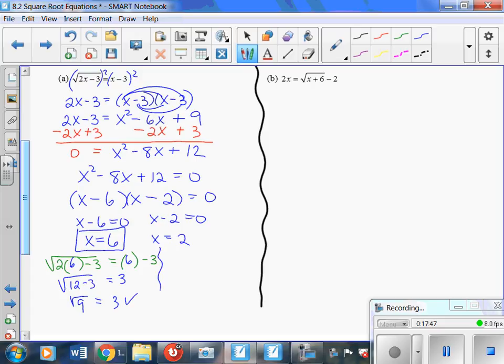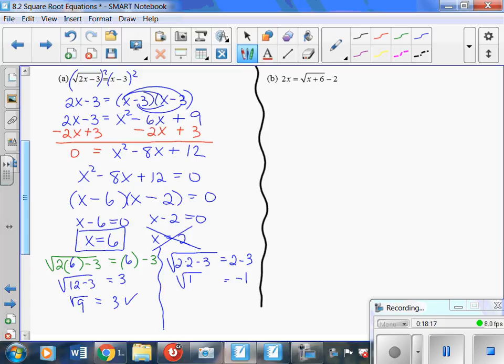But now we're going to do the same thing with x equals 2. So the square root of 2 times 2 minus 3 is equal to 2 minus 3. Well, already I can see I have a problem here because this is equal to negative 1, and this is going to equal 4 minus 3, which is equal to positive 1. So this won't work. I'm going to reject this because I showed that it does not work.